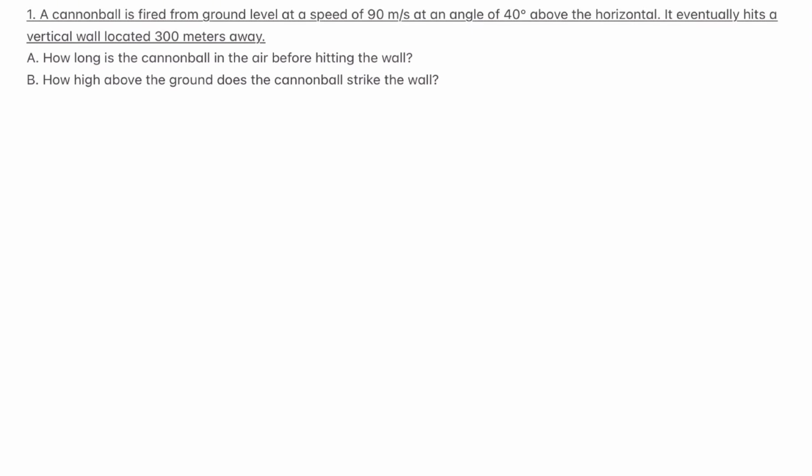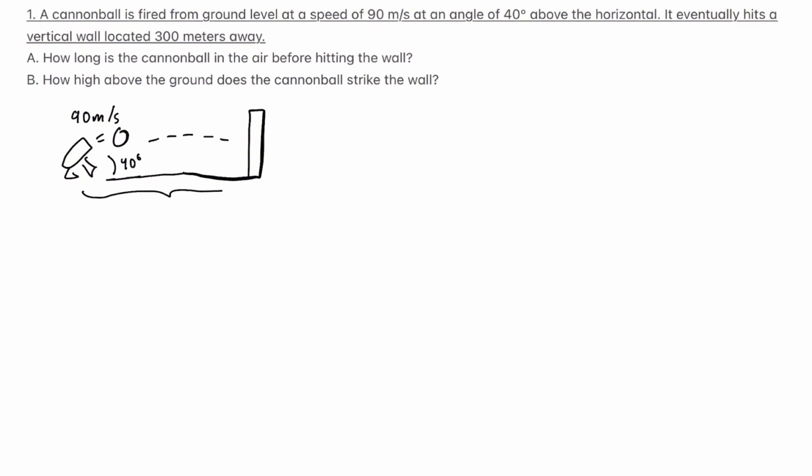Okay, let's draw this out first. So our cannon is firing a cannonball at 90 meters per second at an angle of 40 degrees above the horizontal that eventually hits a wall that is 300 meters away.